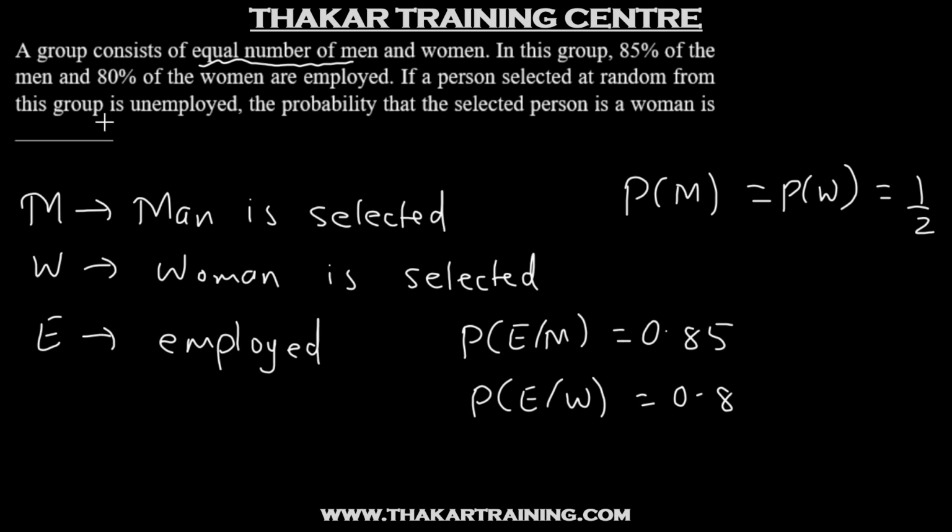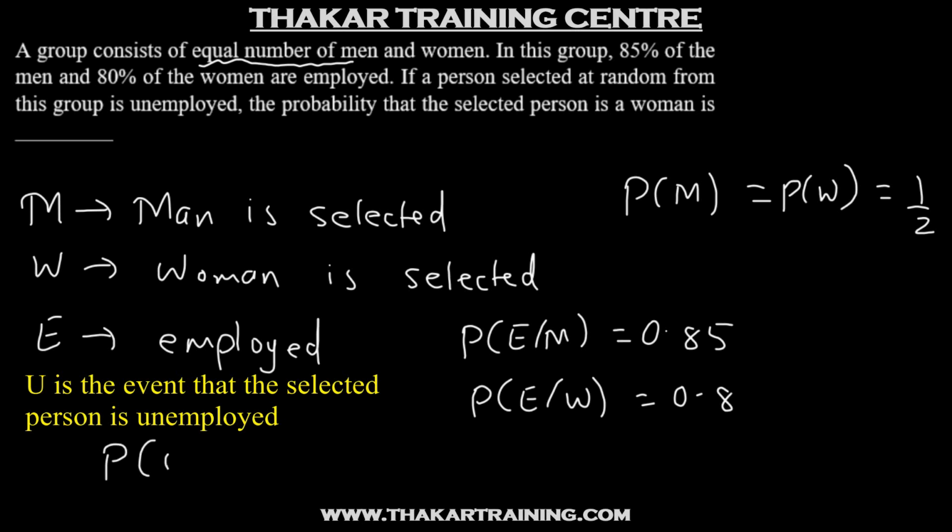Now the question talks about the person being unemployed. So what I'll do now is find out the probability that the selected man and woman will be unemployed, which is simply going to be the complement of these probabilities. So the probability that a selected man is unemployed will be 0.15 and the probability that a selected woman is unemployed will be 0.2. So we now have the probabilities.